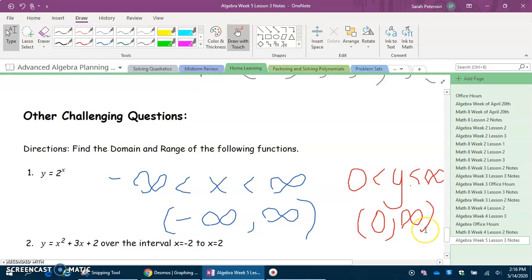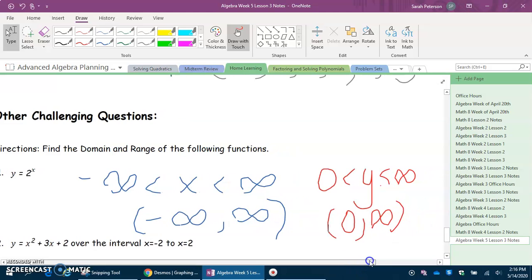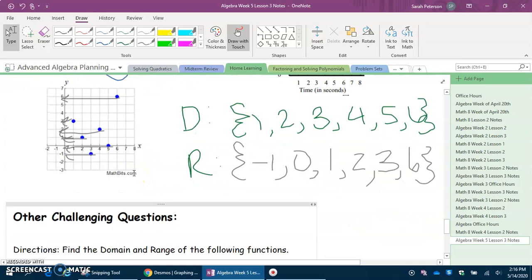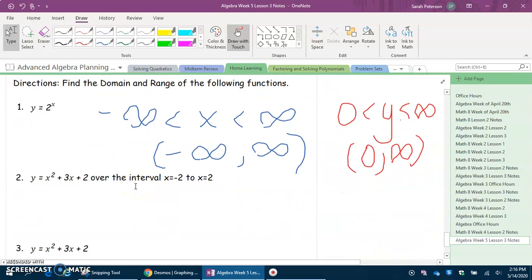So this is just kind of where things get a little confusing, and so I just kind of wanted to show you those examples. So that's domain and range for that function. I would more so worry about the examples we just talked about.